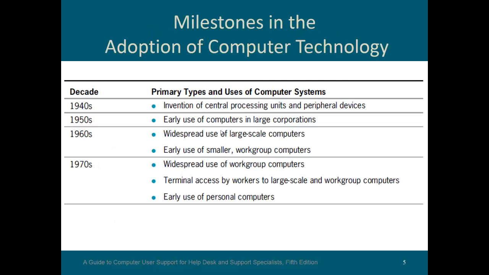Alright, milestones in the adaptation of computer technology. Back in the 40s, they invented the first CPUs, and then they started coming out with devices they could attach to the CPU. So what kind of devices do you think they had at the end of the 40s, beginning of the 50s? What kind of peripherals do you think they had?